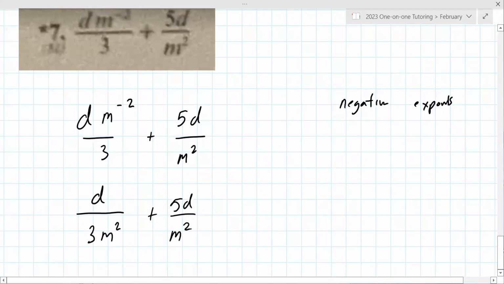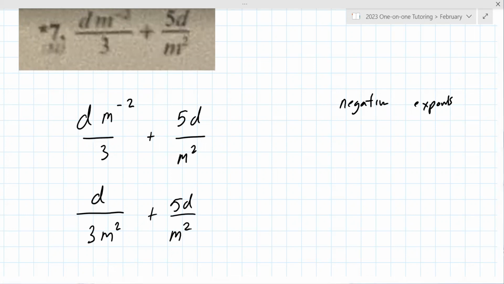Now I know there are a lot of letters here and not numbers, which is what you see in Saxon all the time. All of math isn't like that though. It's not like every problem is symbolic. But simple question here for you: are the bottoms the same? Is 3m squared the same as m squared?